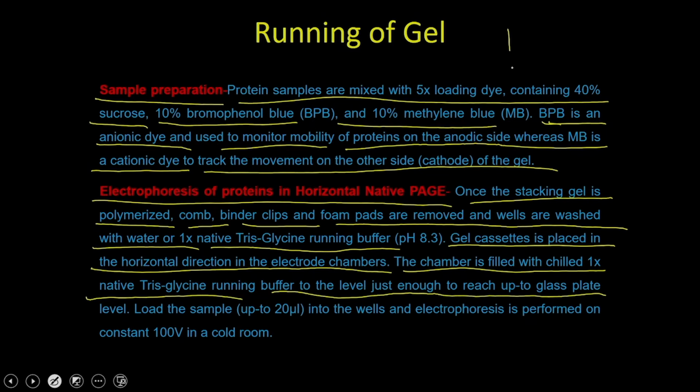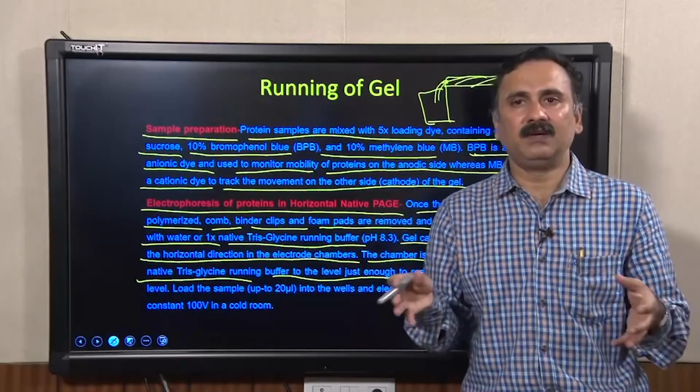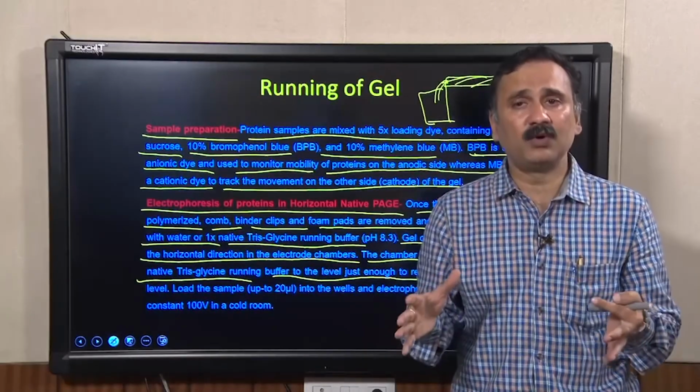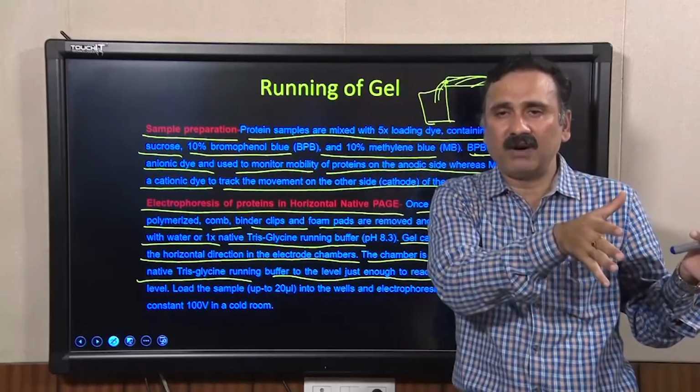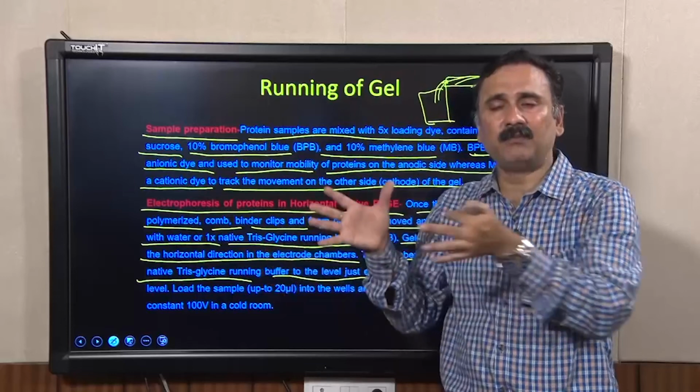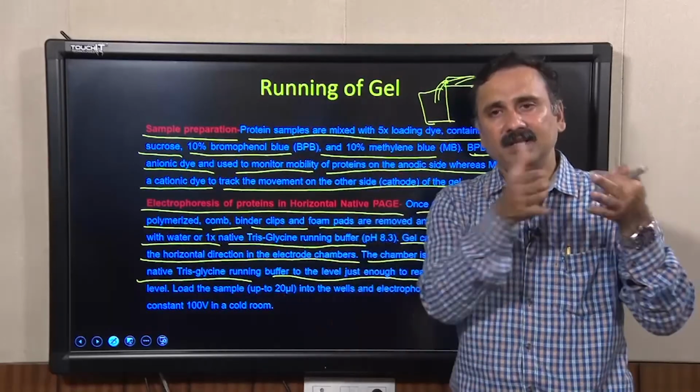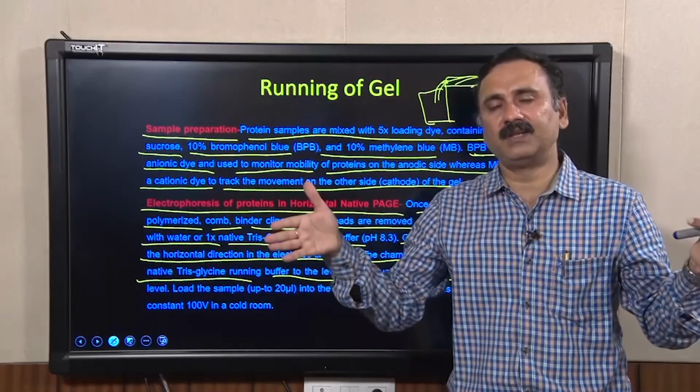which means if you have kept the glass plate like this, on this side you have a chamber, and on this side you have a chamber. You connect these with something so that it takes up the buffer, but it is not a continuous mode of running. It is going to be discontinuous mode, so that the current goes through the gel from one buffer chamber to the next buffer chamber.